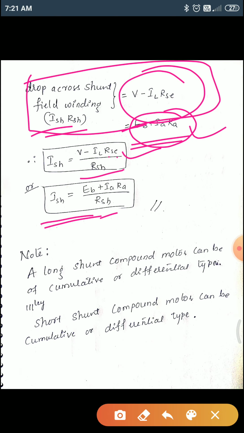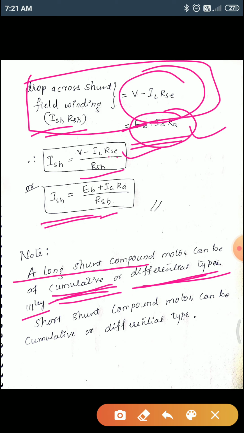As we have studied the DC compound motors, you have a long shunt and a short shunt. In the long shunt compound motor, you can have a cumulative or differential type. In generators we have studied what cumulative and differential are: whether the fluxes of the field windings are in the same direction or in opposite directions. Based on that we decide the cumulative and differential type. So even in a long shunt, and also in a short shunt compound motor, we can have cumulative and differential types of motors.